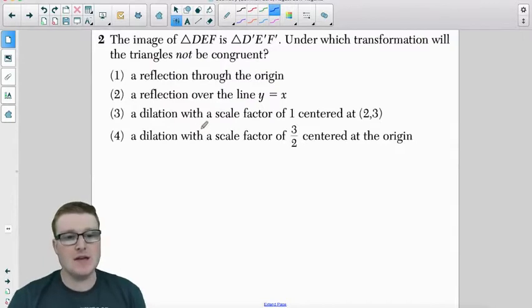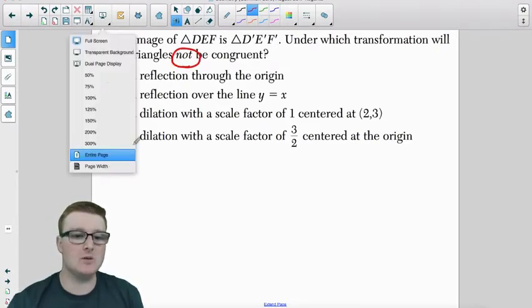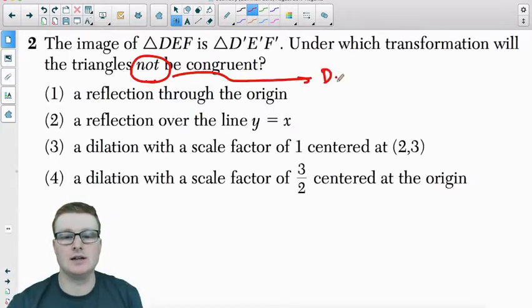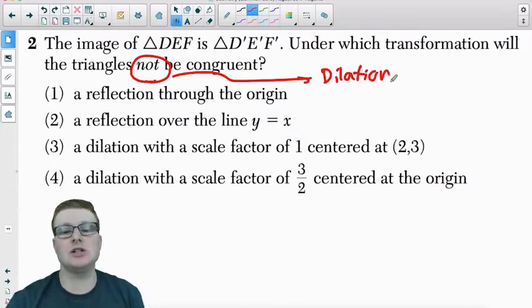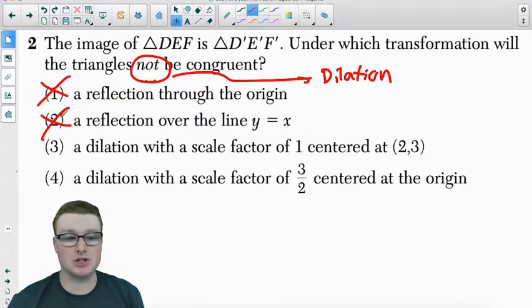Number 2, the image of triangle DEF is D prime, E prime, F prime. Under which transformation will the triangles not be congruent? You, ladies and gentlemen, you are looking for a dilation. A dilation, because a dilation changes distance and congruency. Okay, reflection. No, that's a rigid motion. Reflection. No, that's a rigid motion as well.